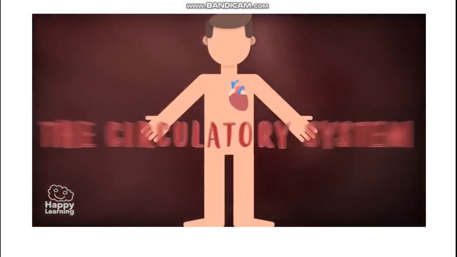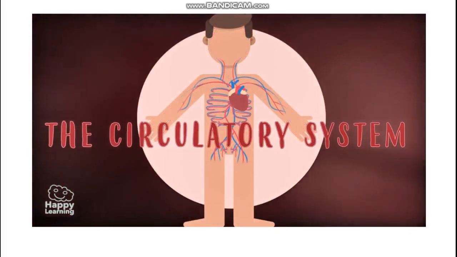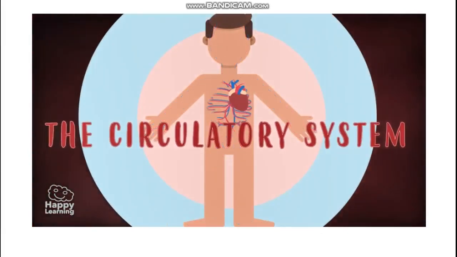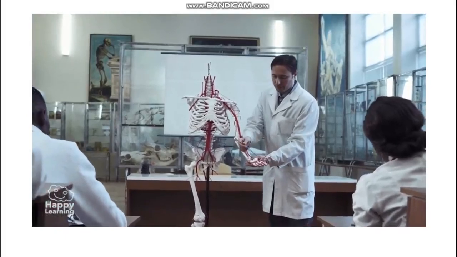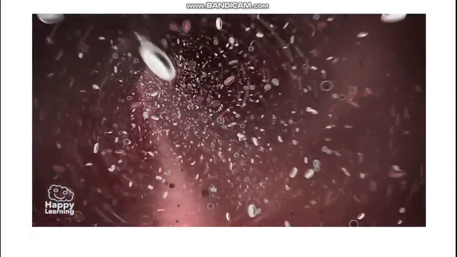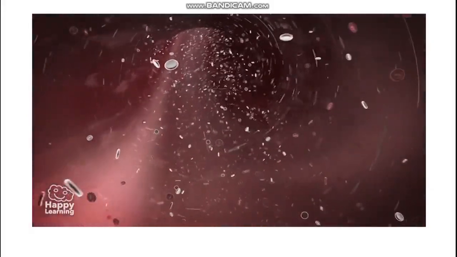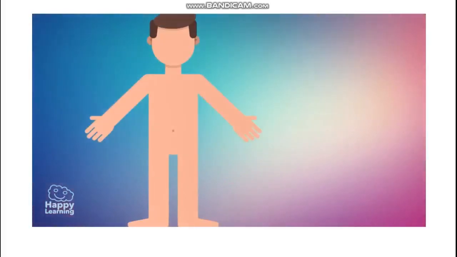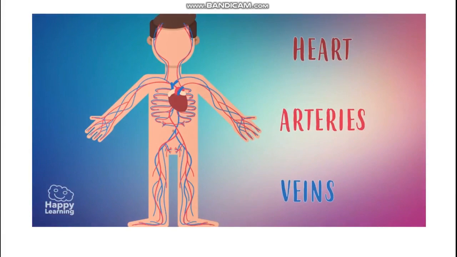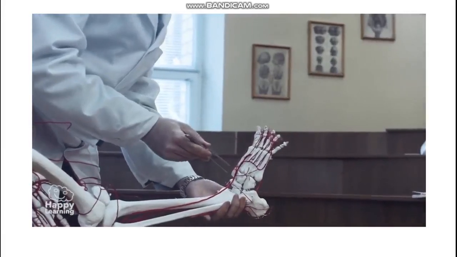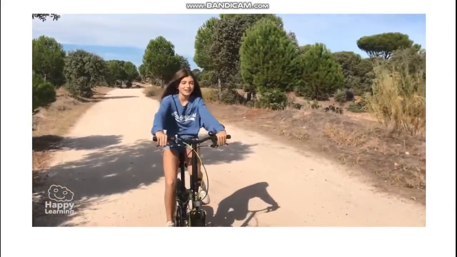Today, we're going to learn about the circulatory system of the human body. The main function of the circulatory system is to carry through the blood the nutrients to the cells of our body. It is formed by the heart, arteries, and veins, and its proper functioning is essential for us to have good health.